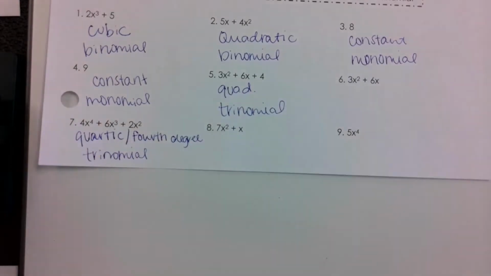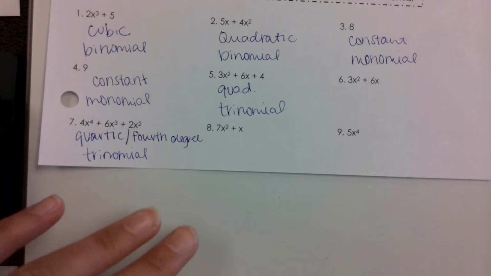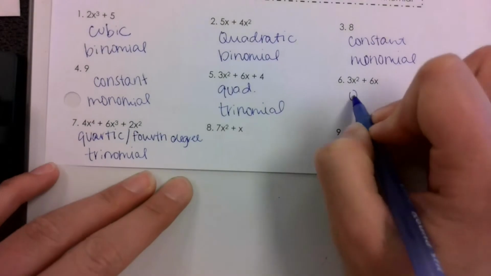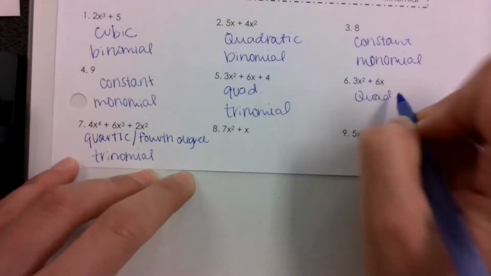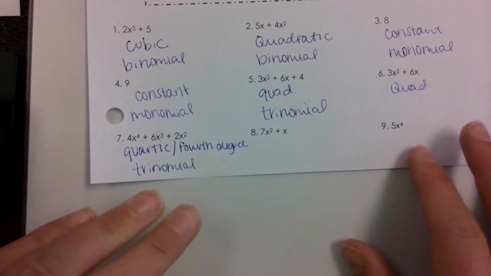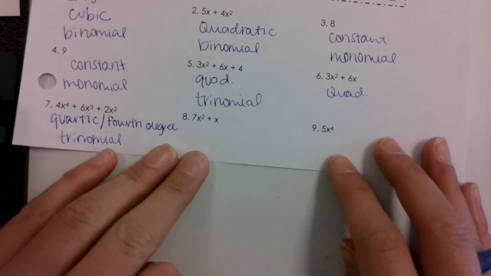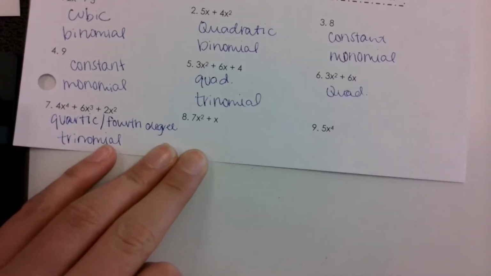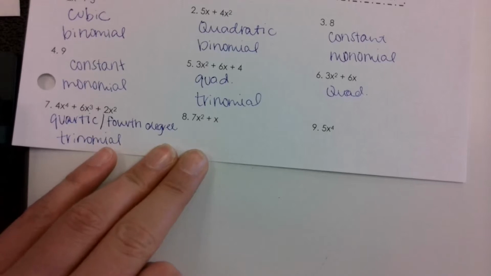Austin, for number 6, what's our highest exponent? 2. So what do we call it when our highest exponent is 2? Quadratic. And Sierra, how many terms do we have there in number 6? 2. So what do we call it when you have 2 terms, yeah? Binomial.